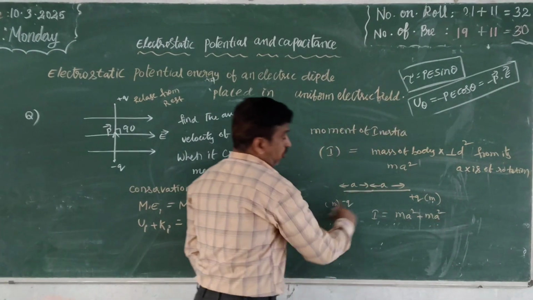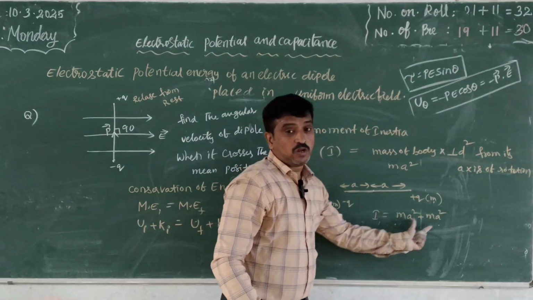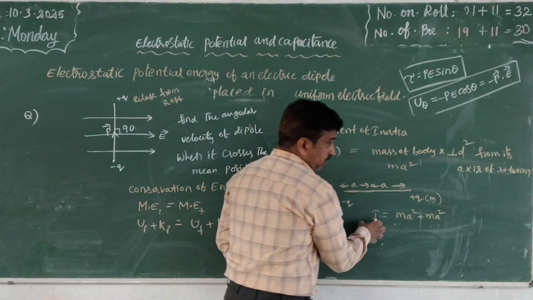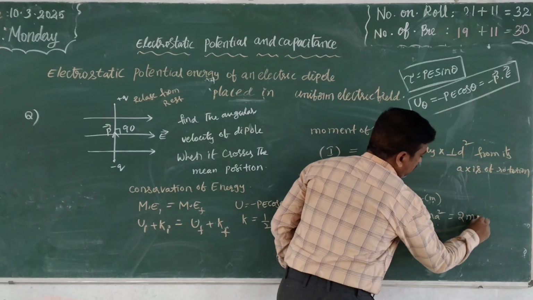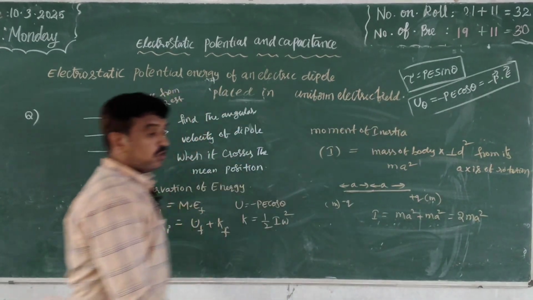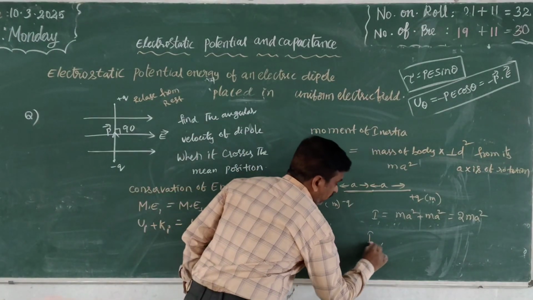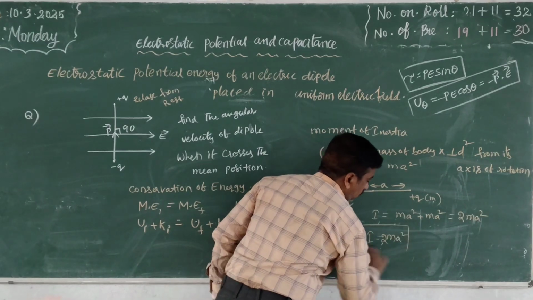Here there are two points, minus q and plus q, so we can take m a square and m a square for the two of them. So the moment of inertia equals m a square plus m a square. What is the moment of inertia for an electric dipole? 2 m a square. So we can use that formula here.